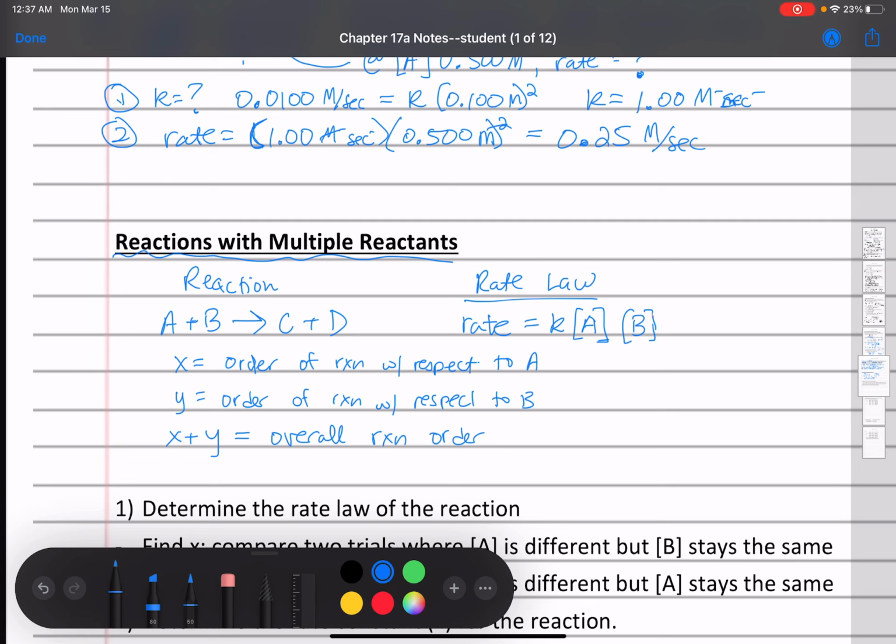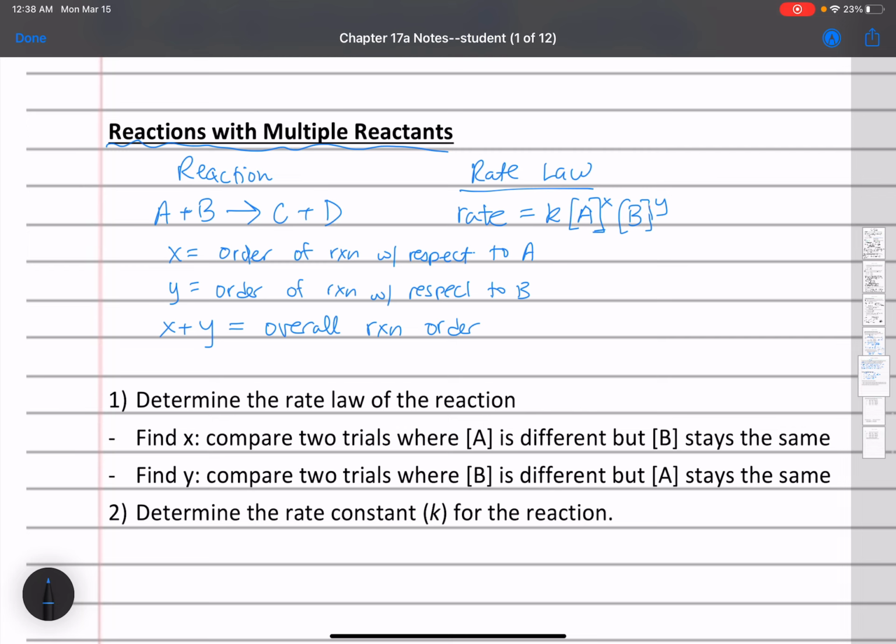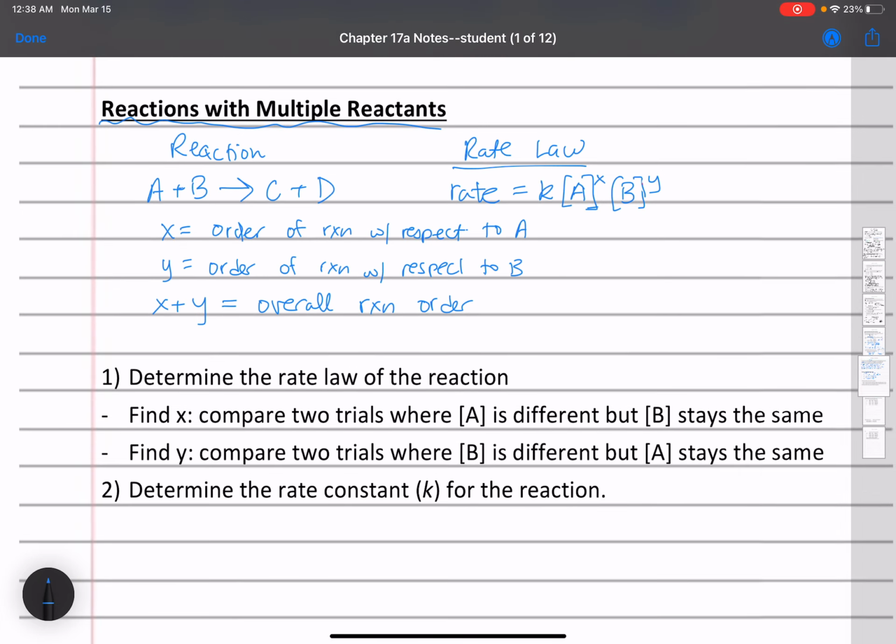So let me go back to my original X and Y here. All right, so if we are given a reaction with 2 reactants and we need to determine the rate law of the reaction, we need to not just find N, like we were finding before, we need to find both X and Y. We have 2 exponents we need to solve for.